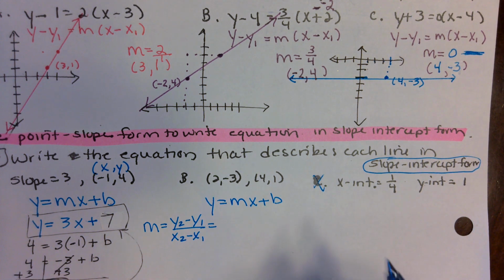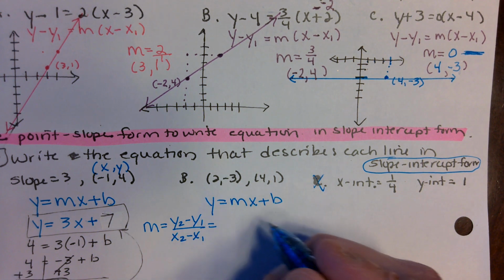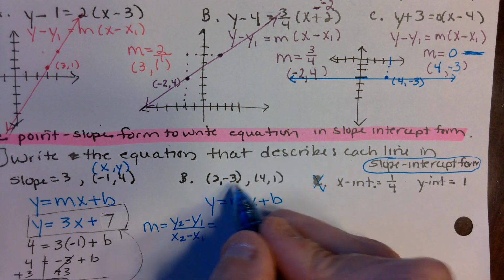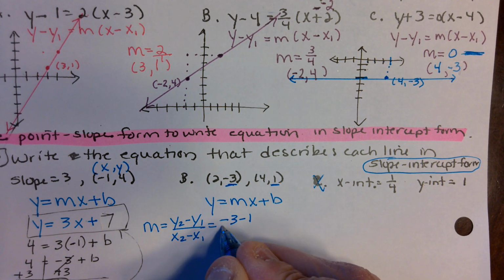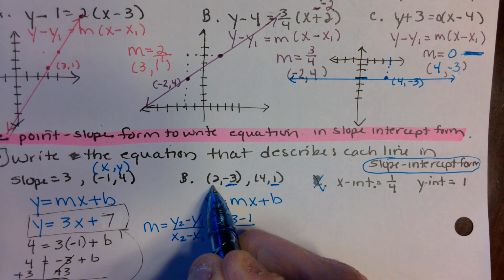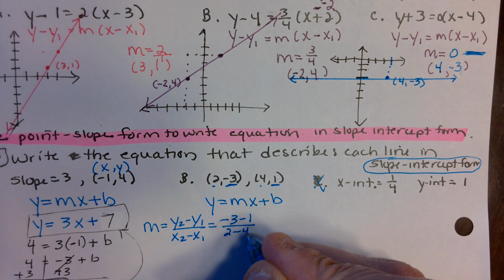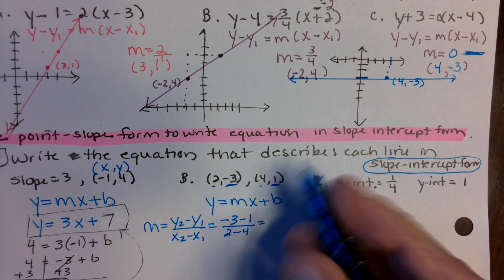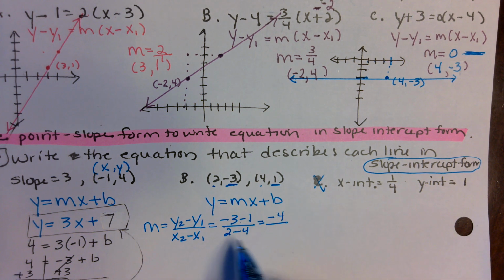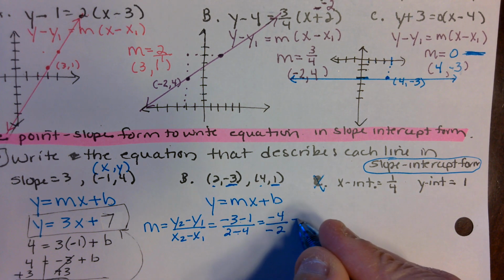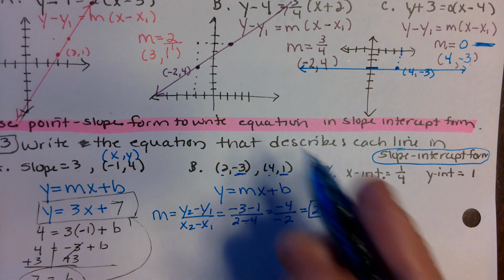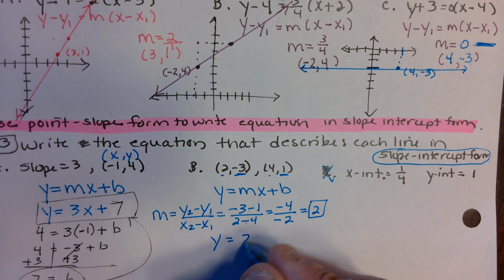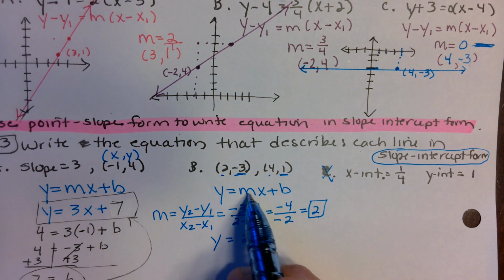Okay, I'm going to start doing it and see what the answer is here, and you can see if you're right. Y is on the top. -3 minus 1 over, X is on the bottom, 2 minus 4. -3 minus 1 is a -4. 2 minus 4 is a -2. And that gives you a +2 for an answer. Okay. So now I got my slope. See, I just put that right in there for the m.